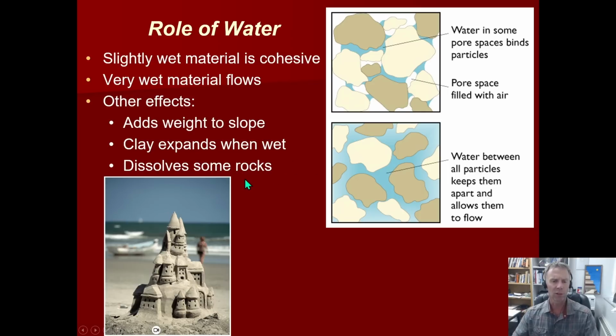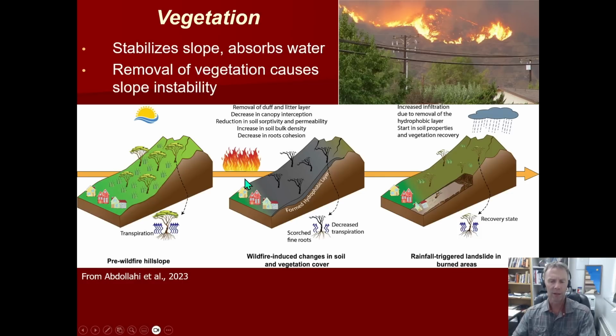Some of the other factors that govern slope stability involve vegetation. So vegetation, typically native vegetation, acts as a good slope stability agent. The water will be absorbed. The canopy of leaves and branches will act as a way to dissipate water that's falling out of the sky, so it decreases the erosional energy of that material.